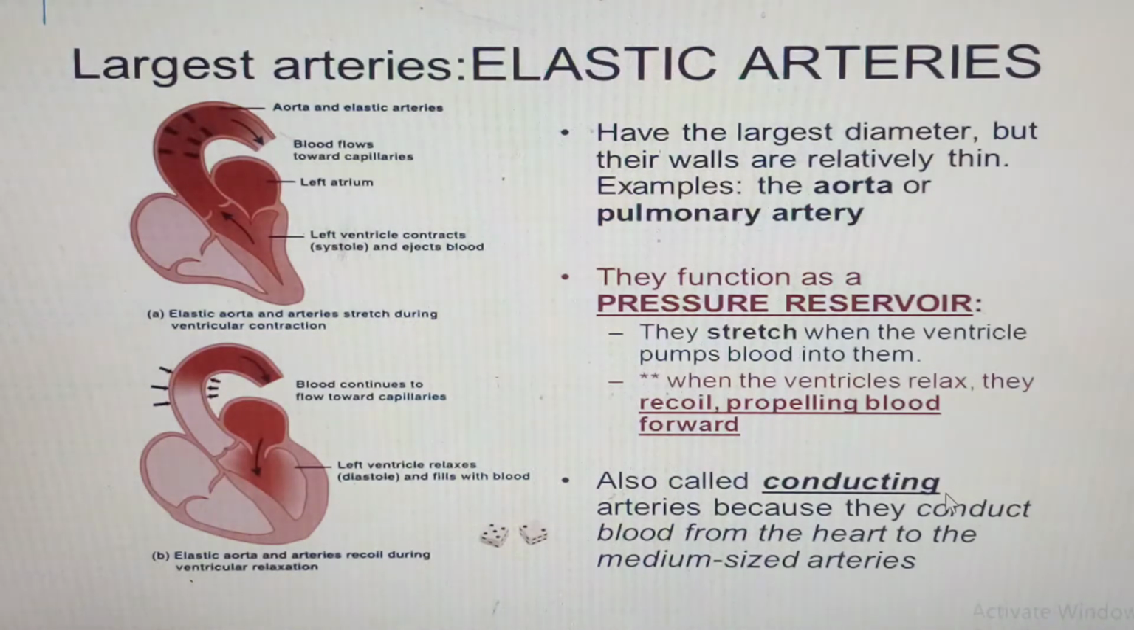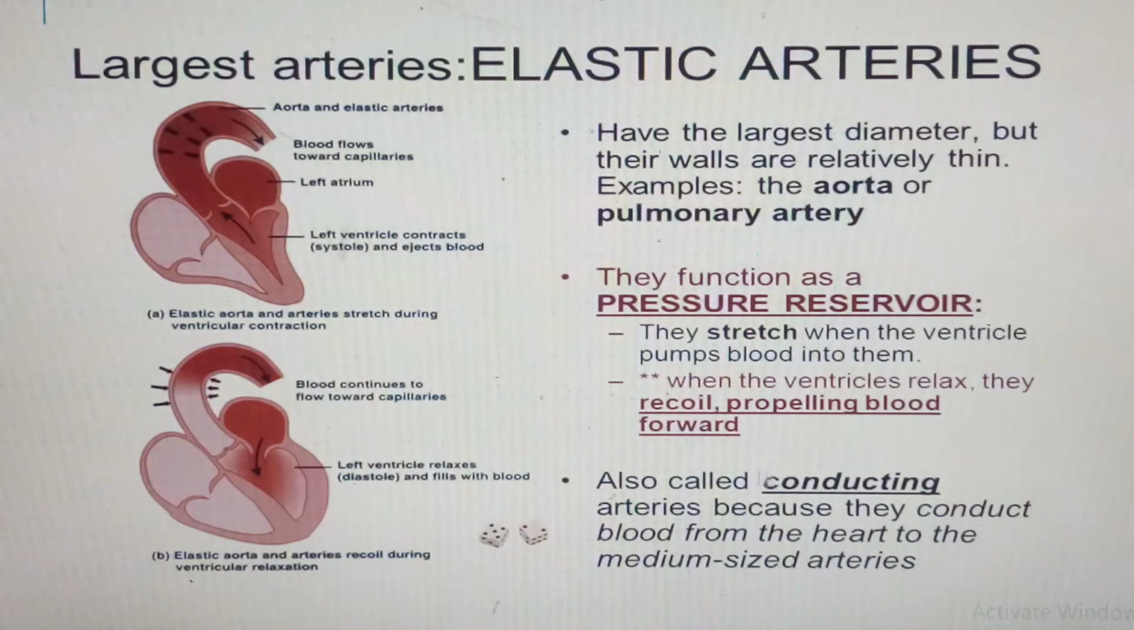And then of course we will get to all those areas. Then we go to the capillaries, you will see that. So beginning with elastic arteries. Elastic arteries are the largest arteries that we have in the human body, and we can also call them conducting arteries. The reason we call them conducting arteries is that they conduct blood from the heart to the medium-sized arteries, which we will see.